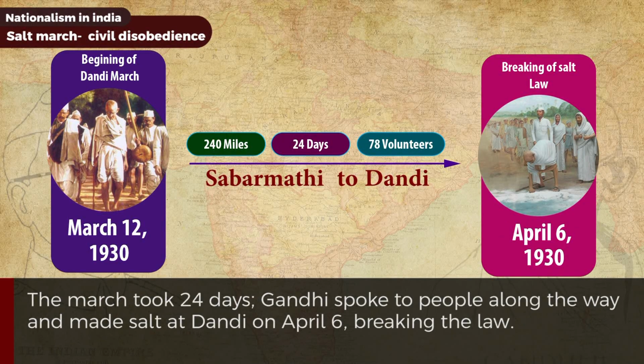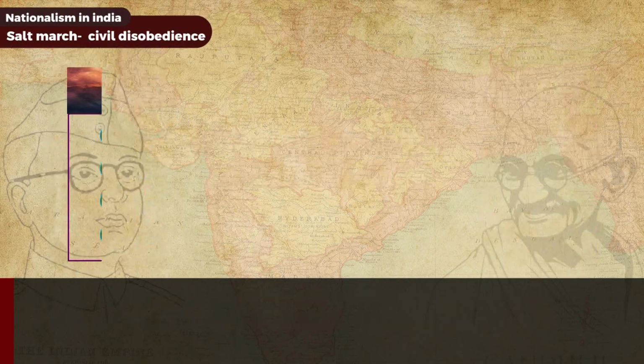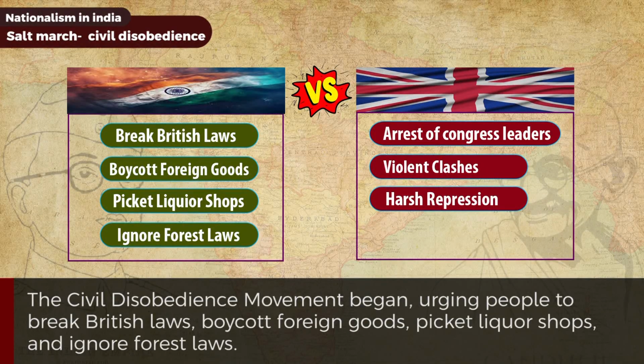Gandhi spoke to people along the way and made salt at Dandi on April 6th, breaking the salt law. The civil disobedience movement began with this act, urging people to break the British laws, boycott foreign goods, picket liquor shops, and ignore forest laws.